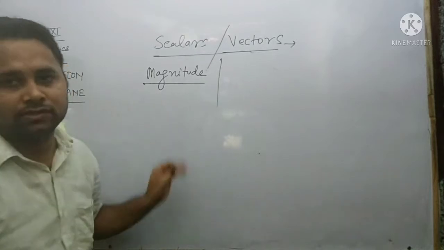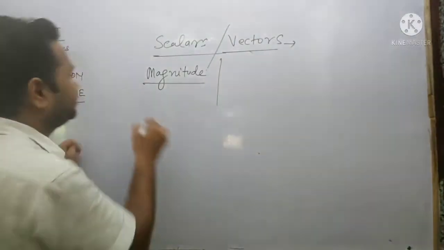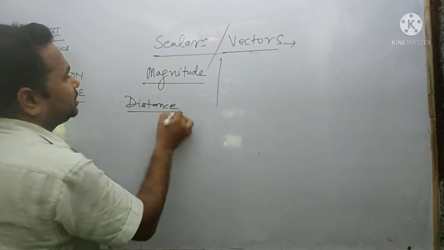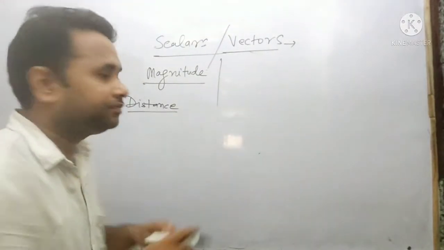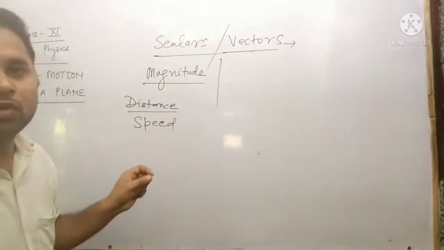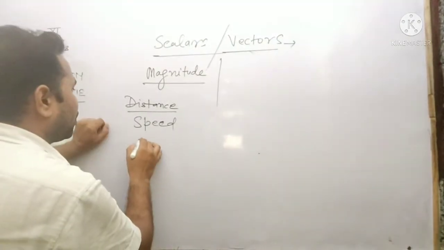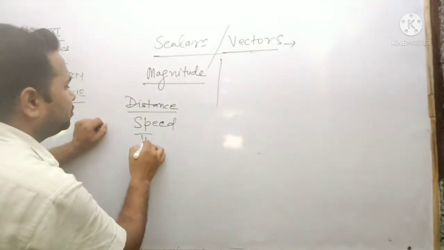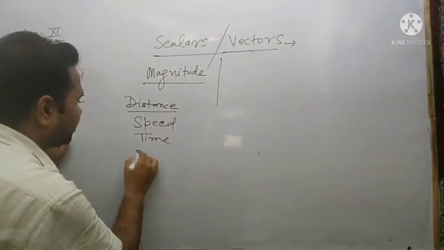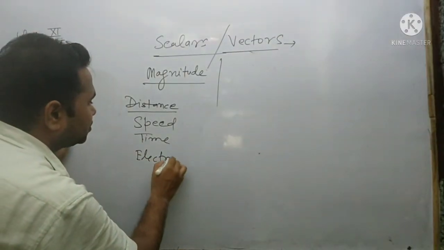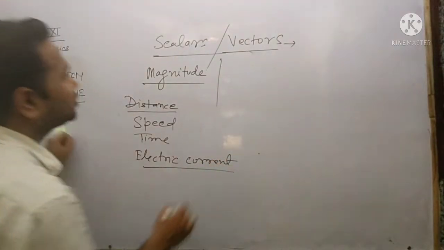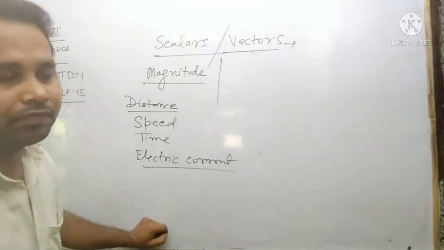They are scalars. For example, distance. Distance is a scalar quantity. Speed is a scalar quantity. Time is a scalar quantity. Electric current, तो बोला this is also a scalar quantity.